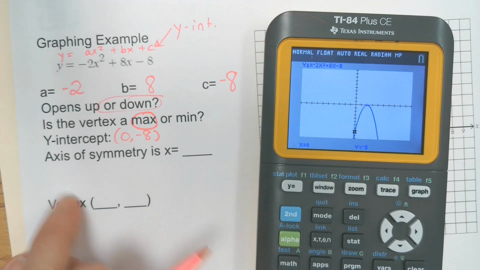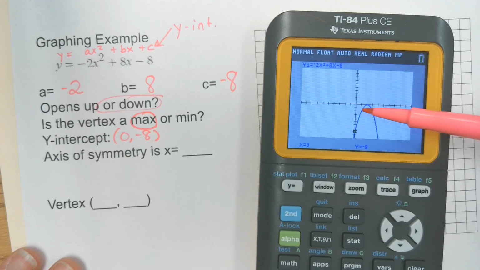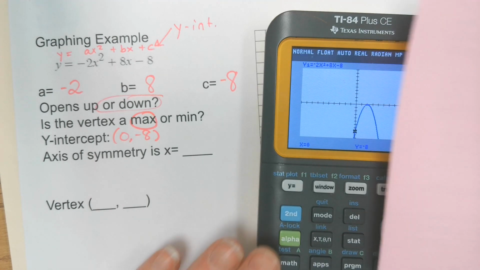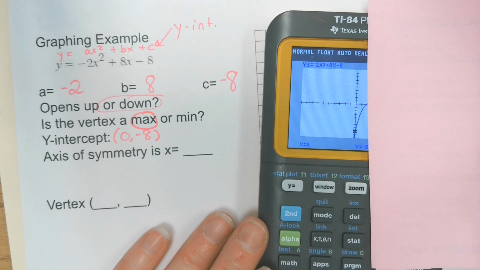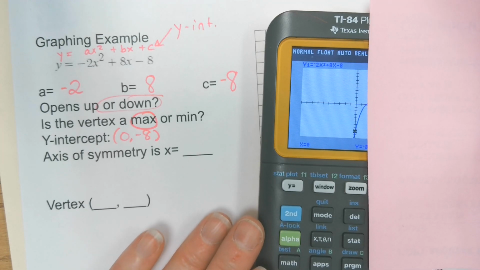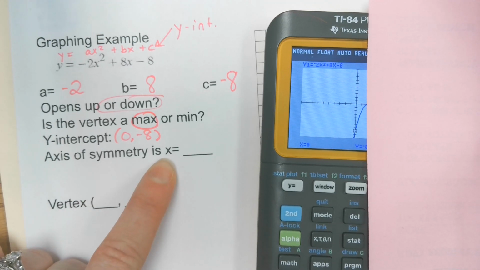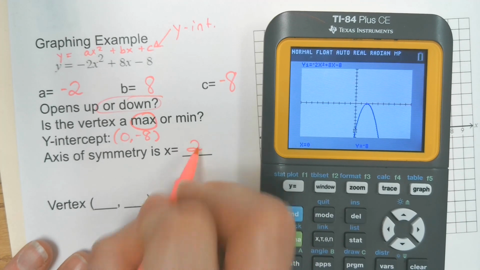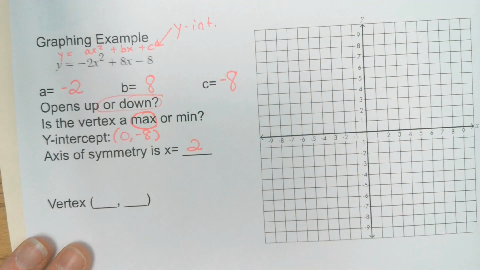Then we need the axis of symmetry. Great thing is we can look at our graph and find it. So axis of symmetry is a line that cuts it down the middle. I'm going to use a piece of paper and find out what is going to cut it down the middle. Right there. It's always written as x equals, so that's already written for us. X equals 2. It's that dotted line that goes right down the middle.